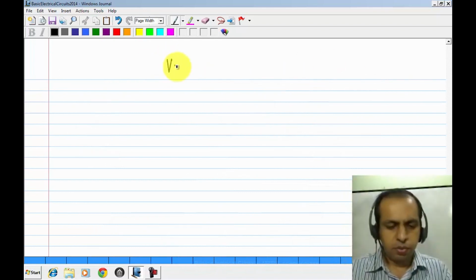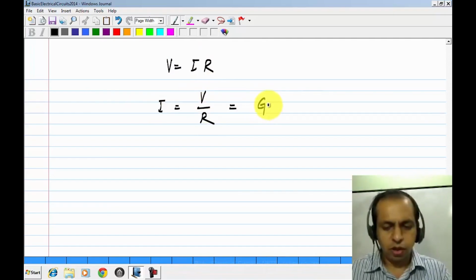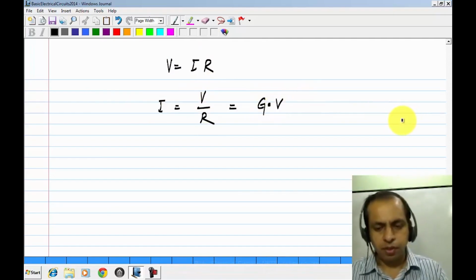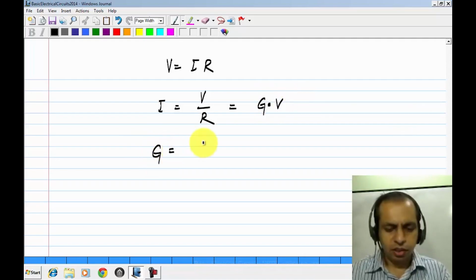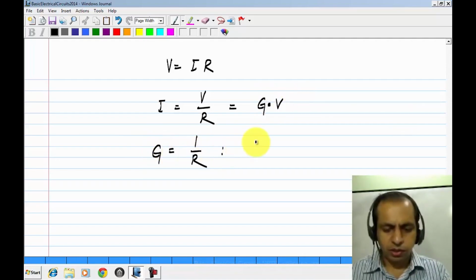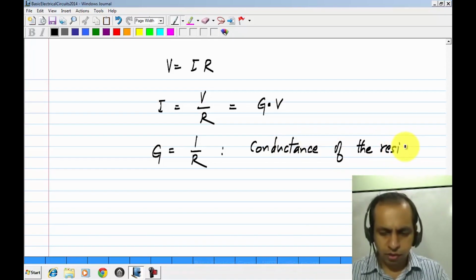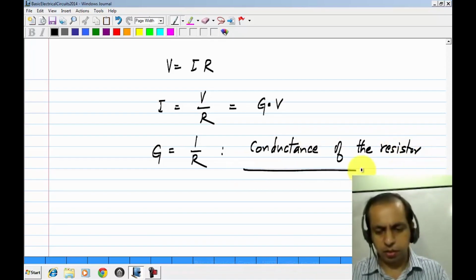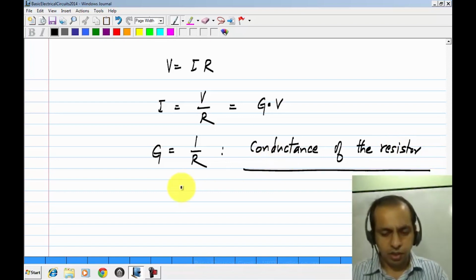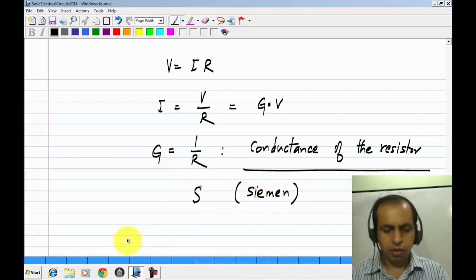Now, this relationship V equals IR can be inverted to get I equals V by R, or I equals G times V. And this G, which is 1 by R, is known as the conductance of the resistor. And this conductance is measured in Siemens.